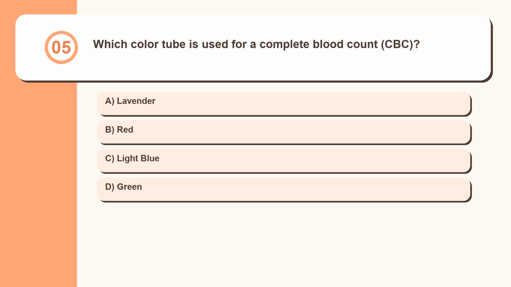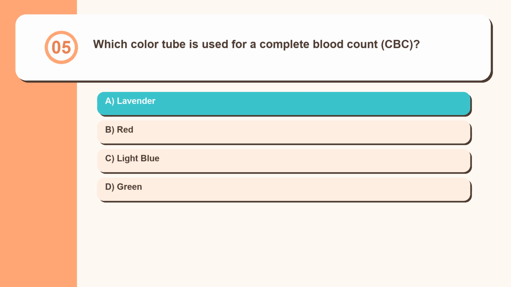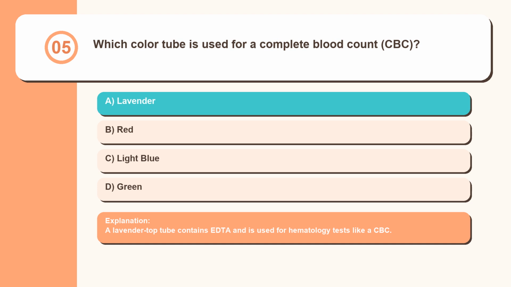Question 5. Which color tube is used for a complete blood count, CBC? Lavender, red, light blue, green. A lavender top tube contains EDTA and is used for hematology tests like a CBC.